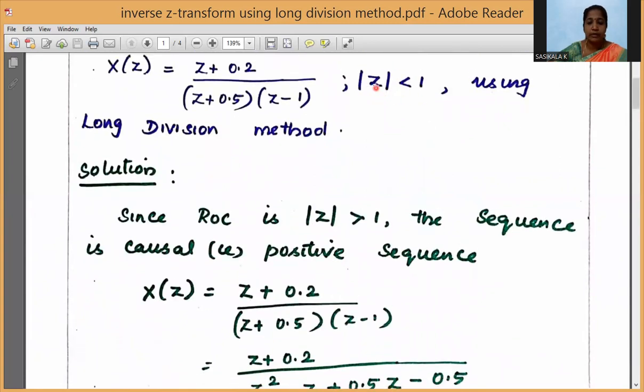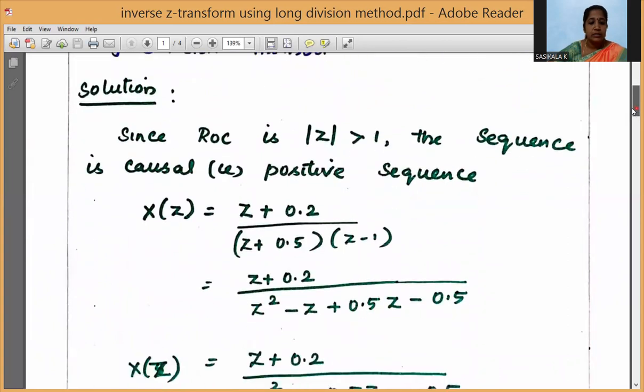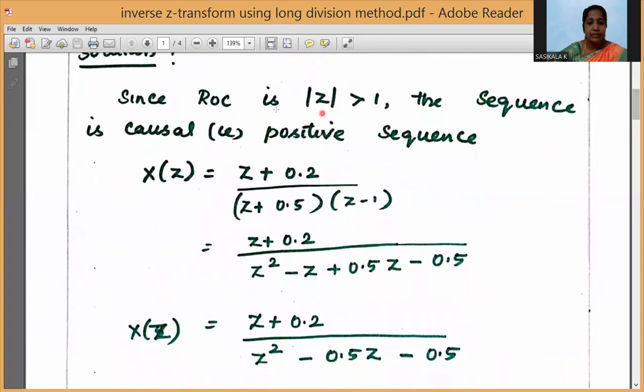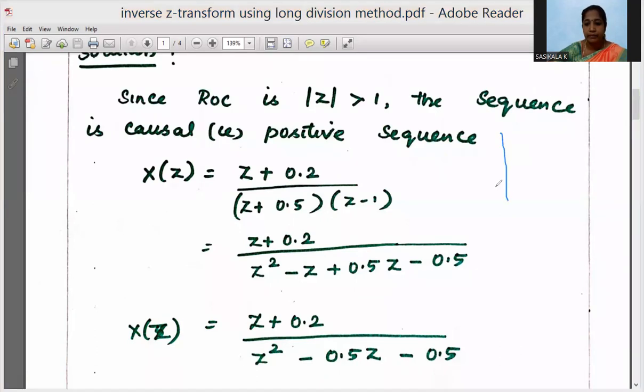This is mod Z, it is not less than 1, it is greater than 1. Okay, you have to take it like that. Since ROC is mod Z greater than 1, the sequence is causal, that is a positive sequence. Positive sequence means you'll be getting X of N in the positive direction.